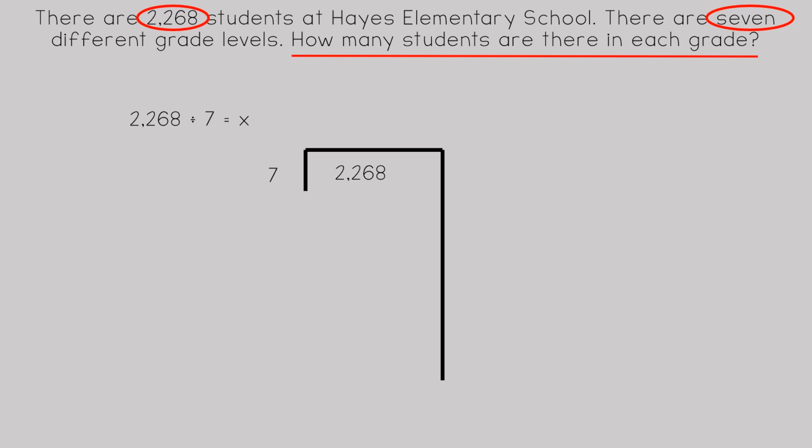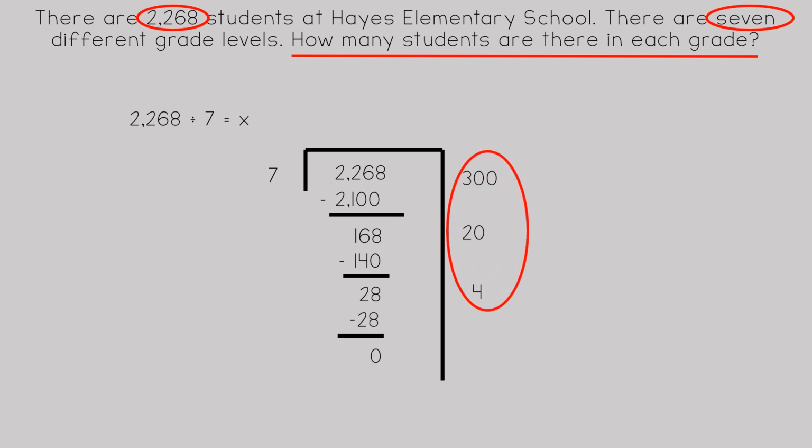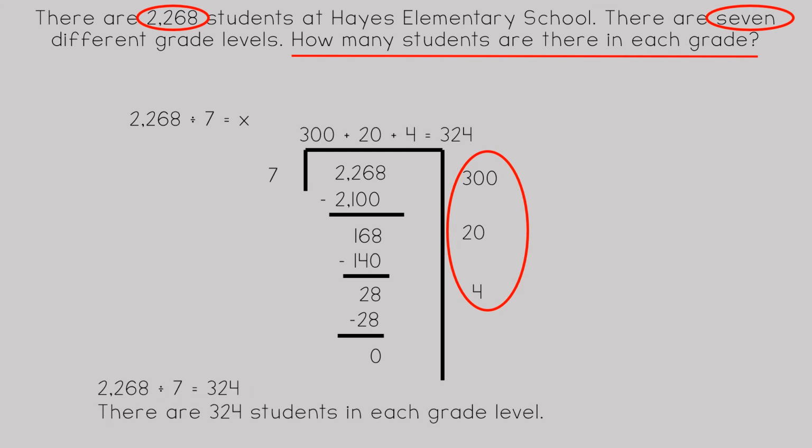Now, if you know your multiplication facts, you know that 7 times 3 is 21. So you know that 7 times 300 is 2,100. When we subtract that, we have 168. 20 times 7 is 140. When we subtract 168 minus 140, we have 28. Then I know that 7 times 4 is 28. So the number of students that we have in each grade level is 300 plus 20 plus 4, which is 324 students in each grade level.